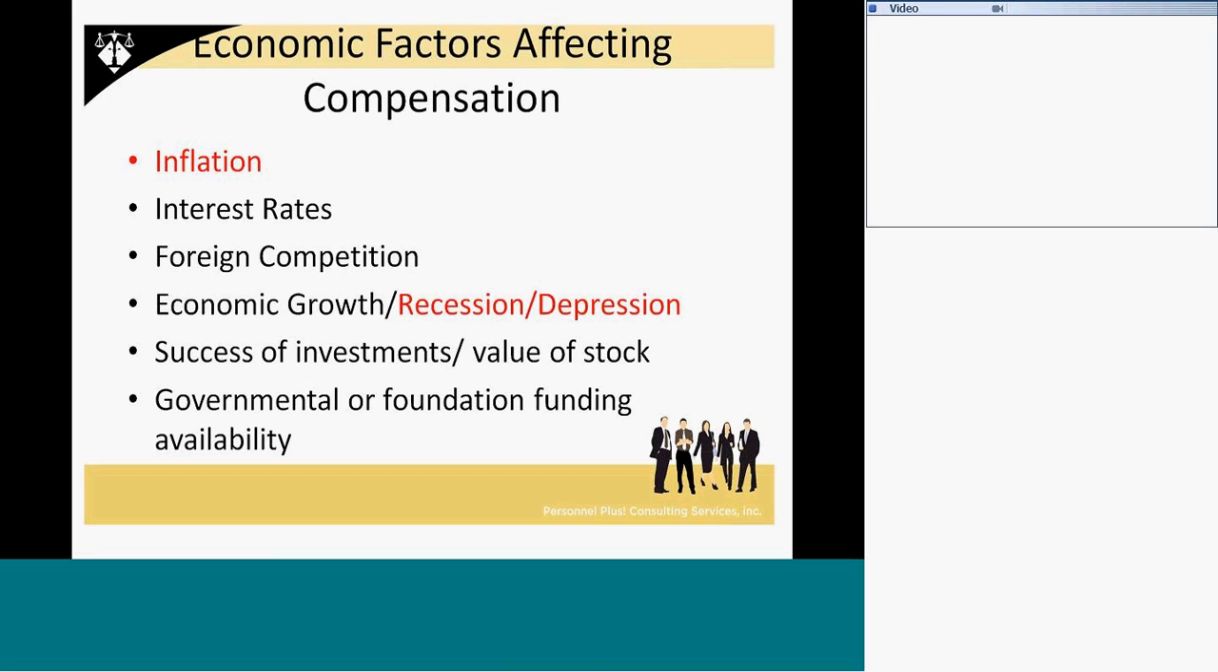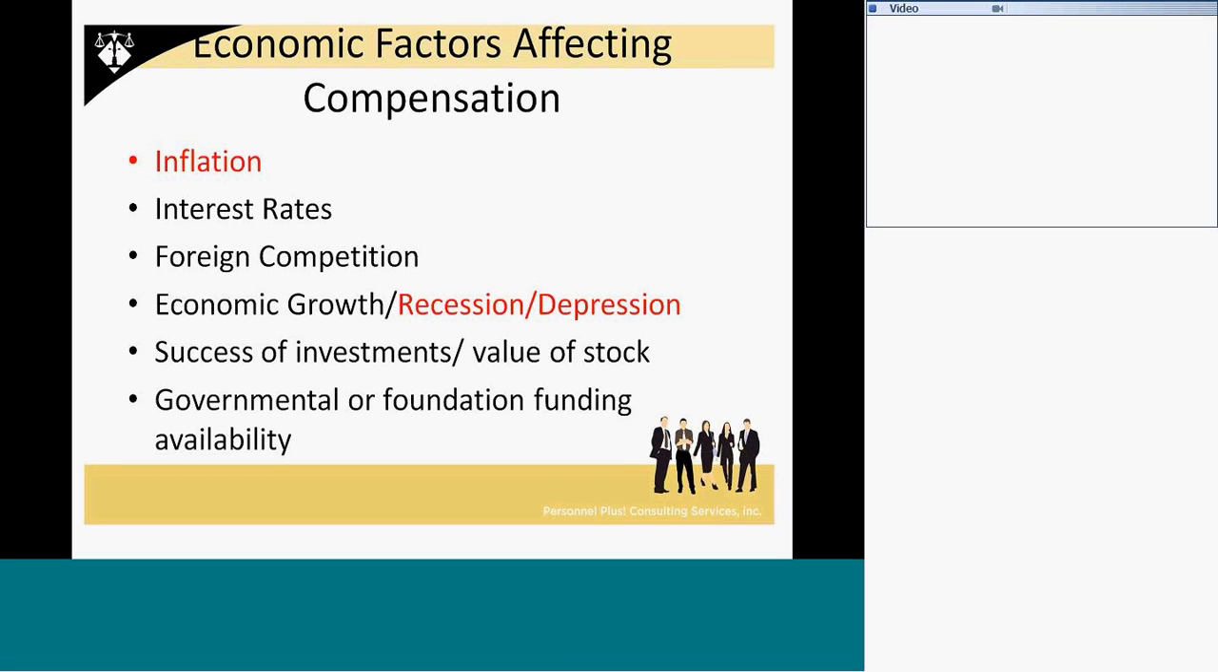There are big factors that affect compensation. I think we all know what inflation is. It's when the cost of a given item goes up based on too many people wanting to buy the same thing. So the cost rises until the supply matches the demand.